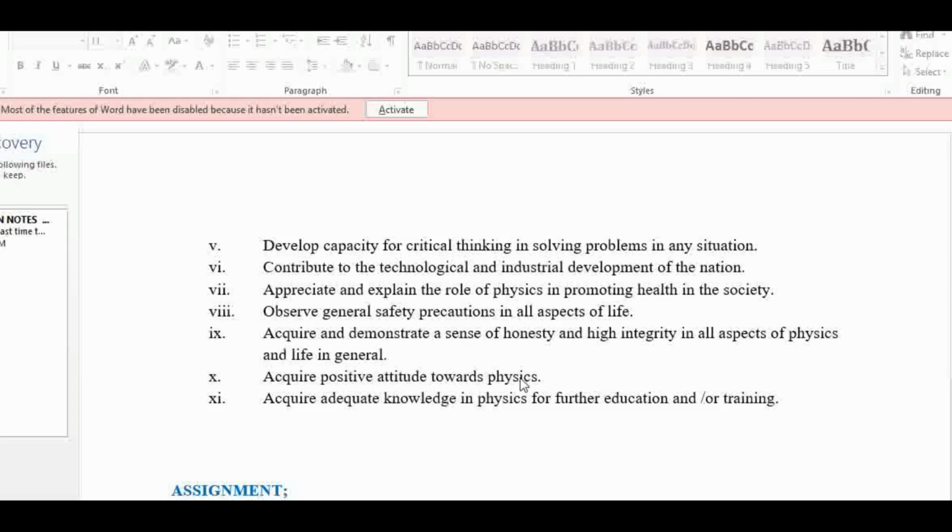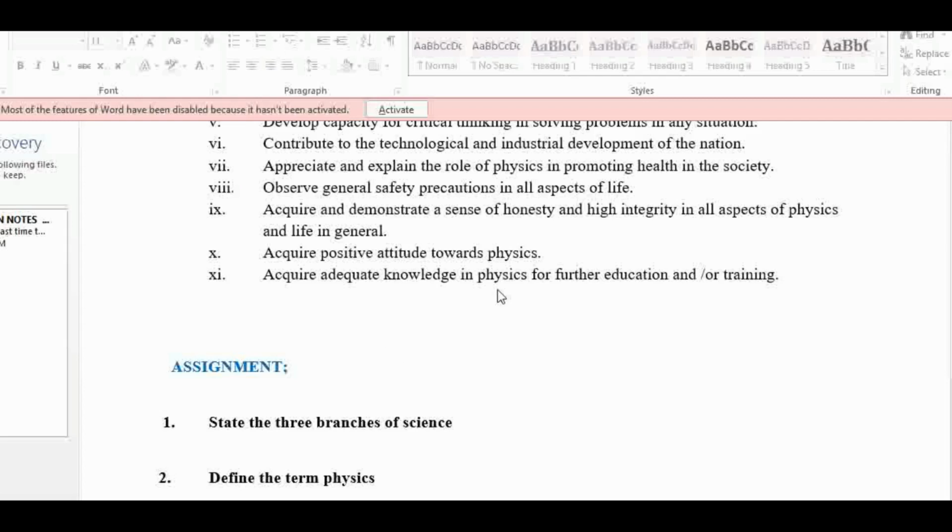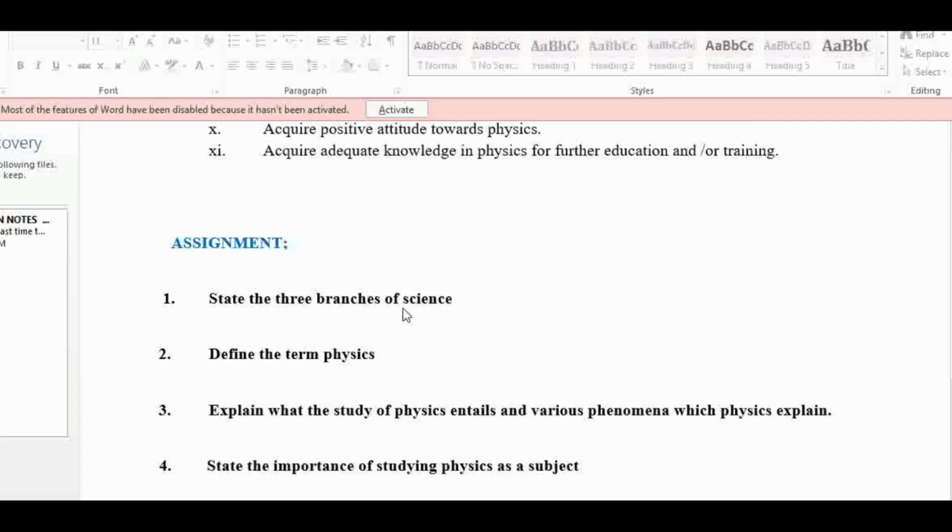Then acquire positive attitudes toward physics. Yes, positive attitude is very, very important, and in fact it greatly affects your performance. You cannot perform in physics if you already have a negative attitude. So the first thing that you need to do is to love the subject and love the teacher of the subject. Then you shall have built your attitude towards the subject. Then acquire adequate knowledge in physics for further education. So we don't just learn physics here in school and leave it here. We can also advance in physics at the university level, where students do other courses like engineering, others pursue a Bachelor of Science, and there are also other related trainings through which we can go once we take physics.